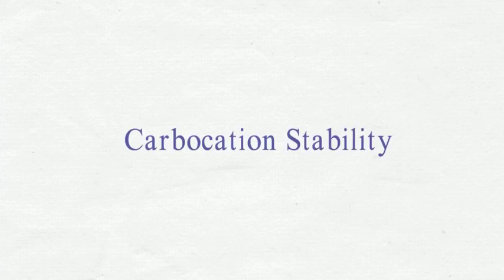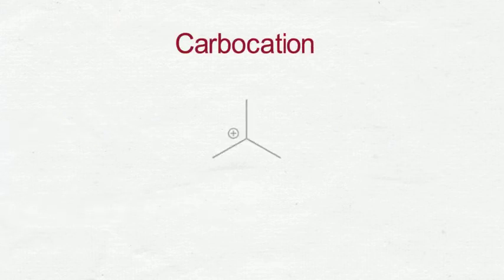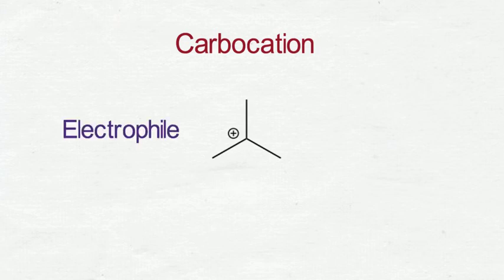Today's topic, carbocation stability. This lesson requires familiarity with resonance, primary, secondary, tertiary nomenclature, and hybridization. A carbocation refers to a carbon with 3 bonds and 1 positive charge. Therefore, a carbocation is an electrophile.